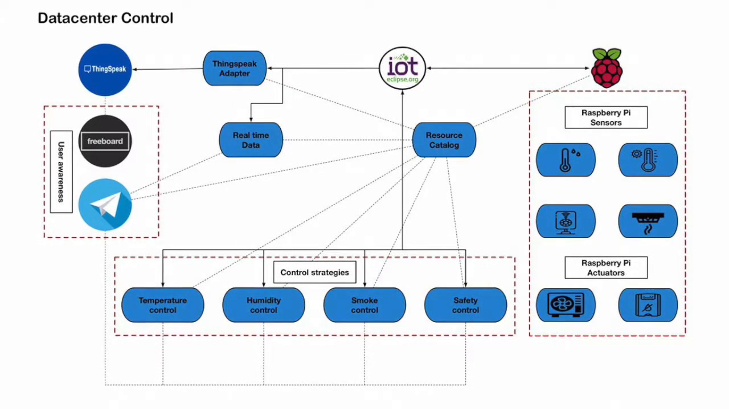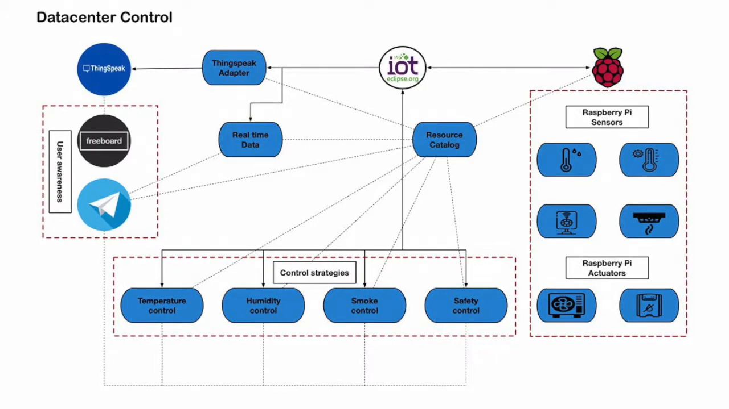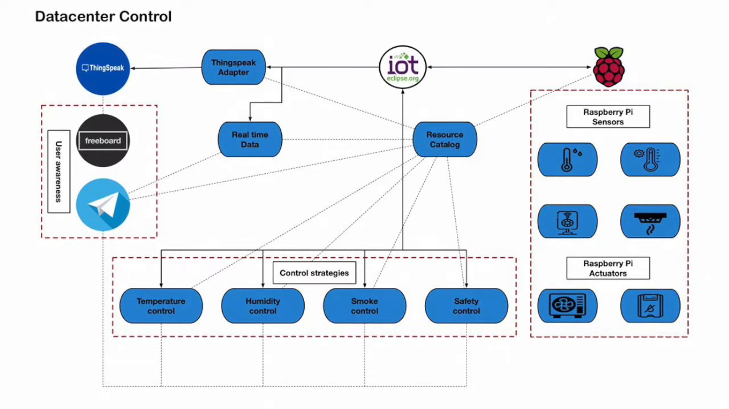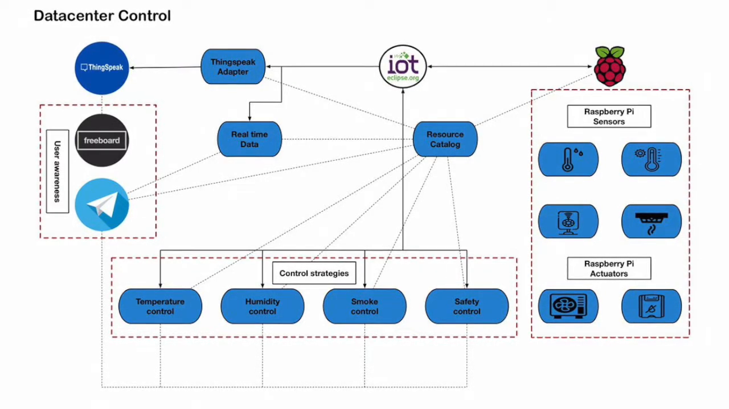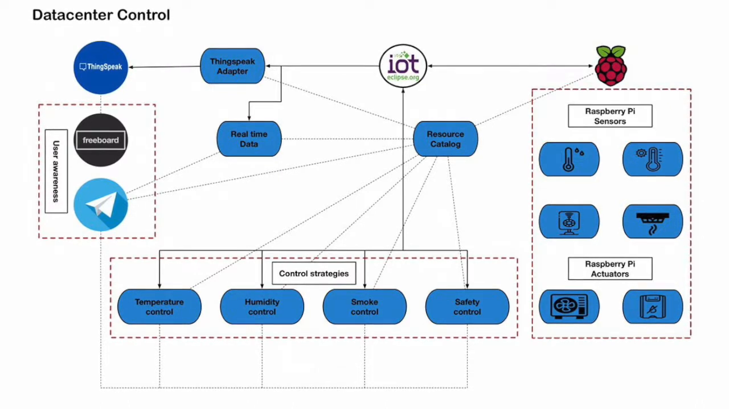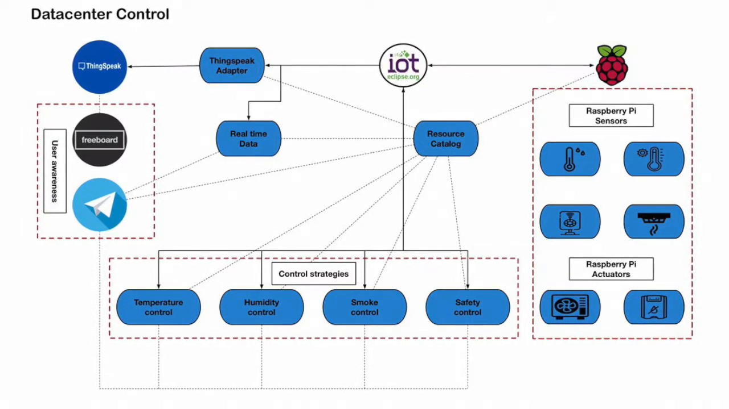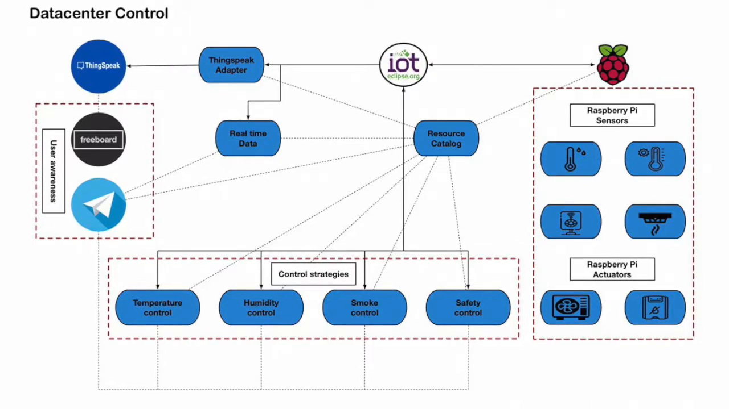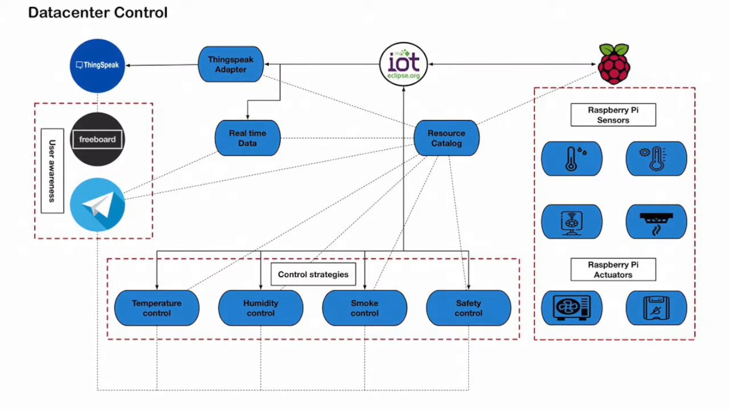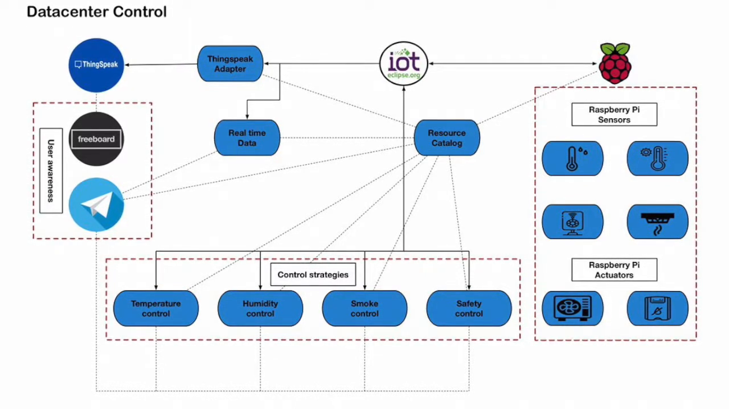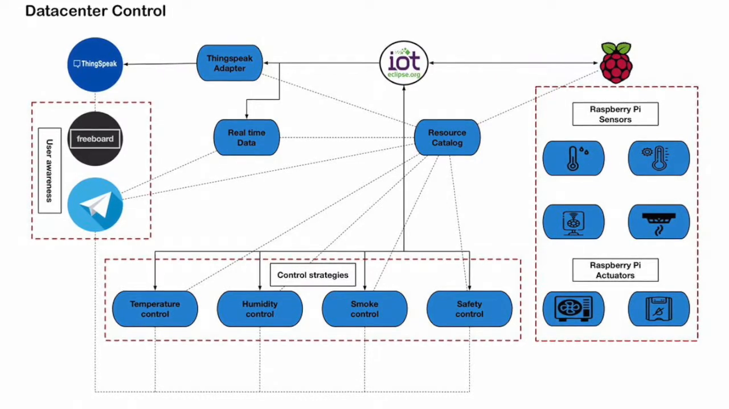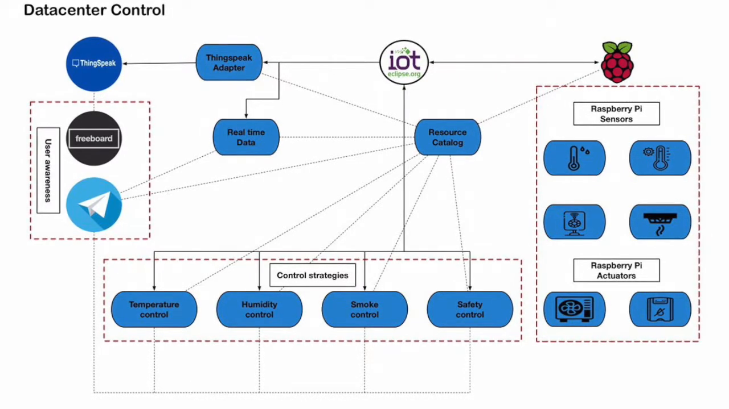Then the Raspberry Pi connector, which is an implementation of the device connector. It is equipped with 4 sensors: humidity, temperature, smoke and motion, to provide environmental information about the status of a room, and 2 actors, the AC and the dehumidifier. Then we have the message broker, which provides an asynchronous communication based on the publish-subscribe approach.